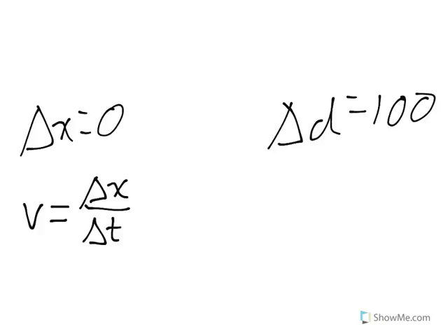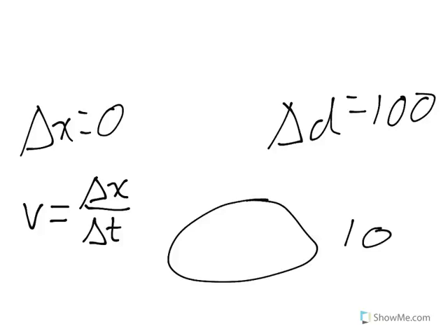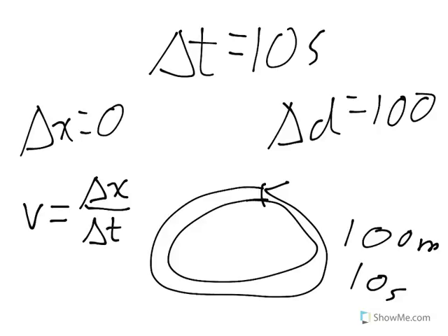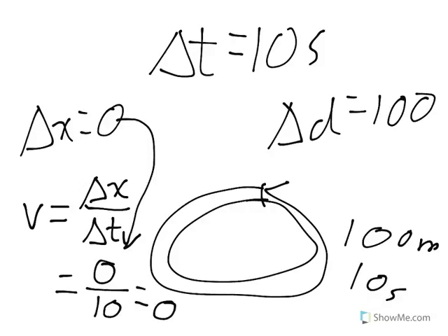We already determined that it took the runner, on the 100-meter track, 10 seconds to run around it. So delta t is actually 10 seconds. This is important because it's used in both the computation of velocity and the computation of speed. So now velocity is delta x over delta t, which equals our delta x of 0 over our delta t of 10, and that's just 0. So his velocity is 0, and this is an important result.